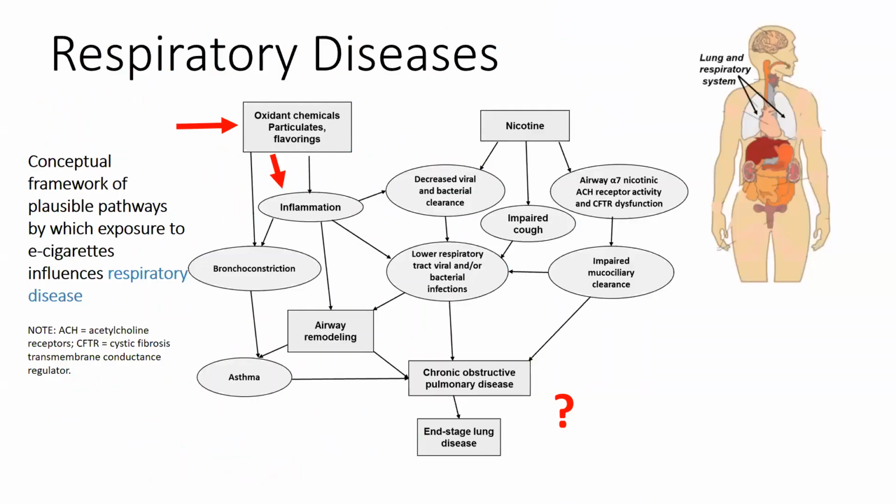Similarly, I'll just talk briefly about the respiratory diseases. This is showing a similar schematic where you have oxidant chemicals, again, could potentially lead to inflammation, bronchoconstriction, that could lead to asthma, airway remodeling. So there's also potential looking at formation of chronic obstructive pulmonary disease or COPD.